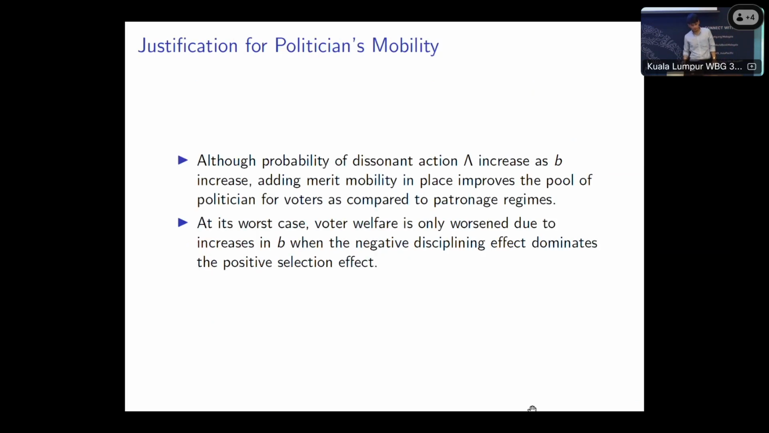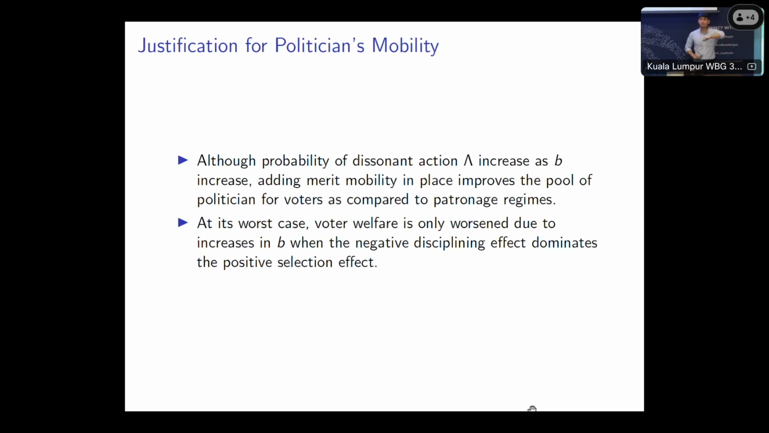Okay. So this is justification. Although the probability of dissident action increases as B increases, adding a merit mobility in place improves the pool of politicians as compared to patronage regimes. At its worst case, the voter welfare is only worsened due to increases in B when the negative disciplining effect dominates the positive selection effect.